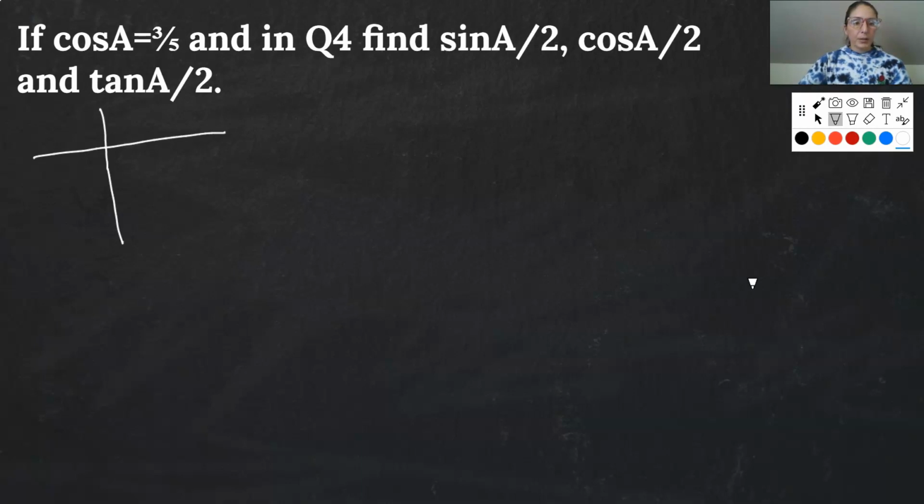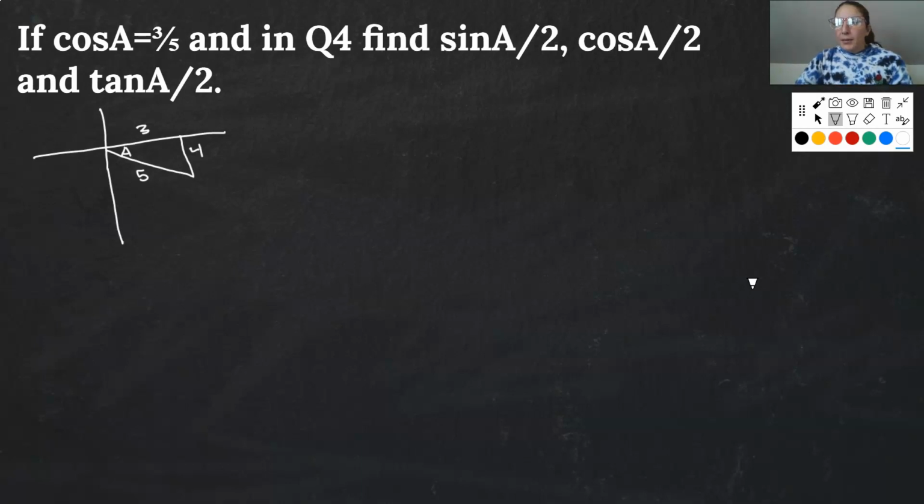Quadrant 1, 2, 3, 4. Whatever quadrant your angle terminates in, I know cosine of A is 3/5. What's cosine? Cosine is adjacent over hypotenuse. Now I need to fill in this missing leg. 3 squared plus something squared equals 5 squared. Pythagorean theorem will tell us this is 4. This is a 3, 4, 5 triangle.